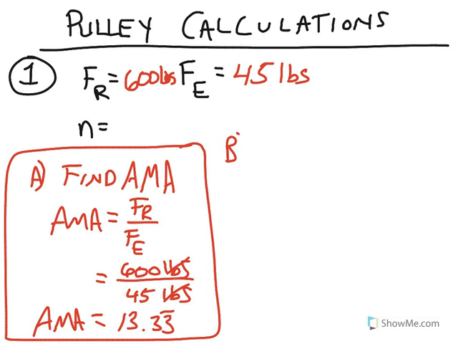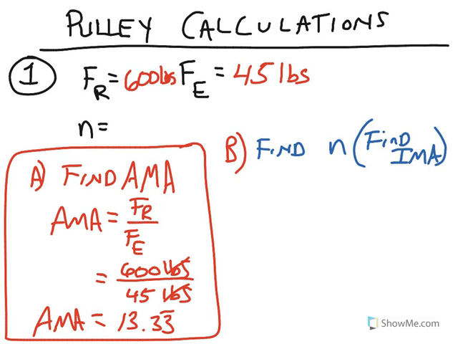Part B. How many supporting strands will be needed in the pulley system? What this question is actually asking for, what's the ideal mechanical advantage? So it's saying find the number of strands. That's what N is. And that really means to find ideal mechanical advantage. Unlike the other simple machines, where ideal mechanical advantage is distance of the effort divided by distance of the resistance, this is just the number of strands.